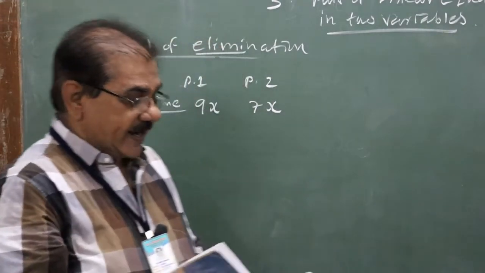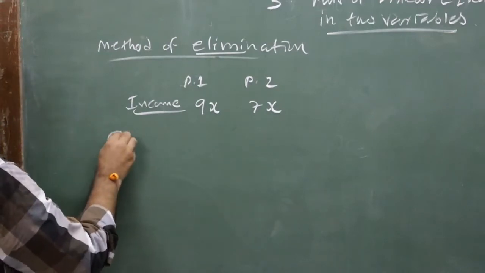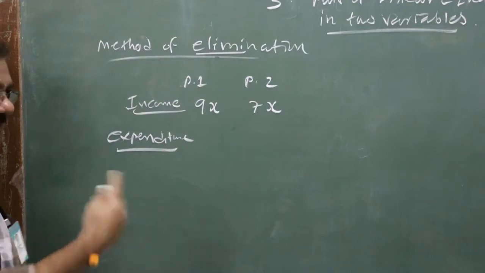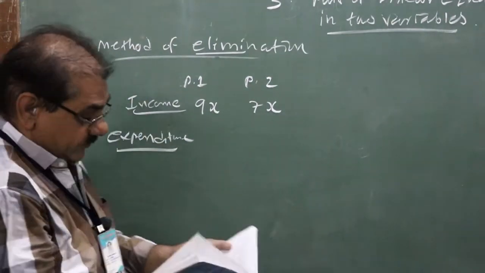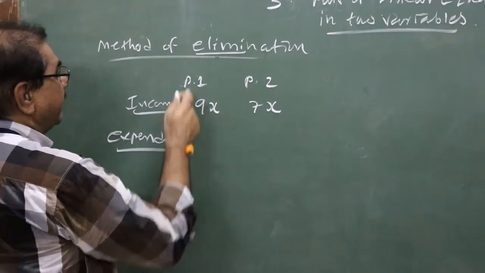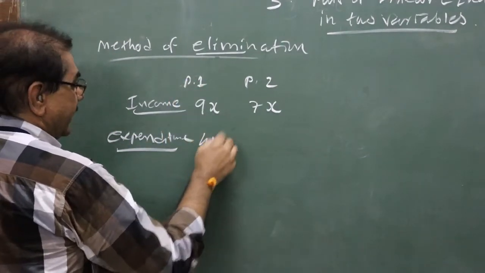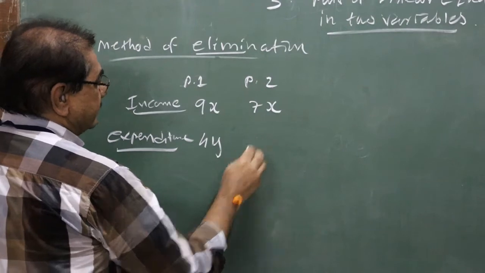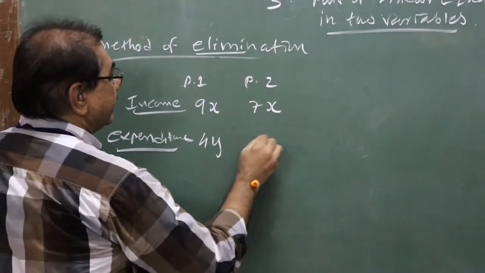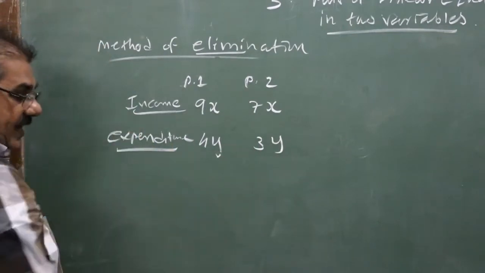And the ratio of their expenditure. Expenditure means kharcha. What is the ratio for that? 4:3. So let the expenditure for the first person be 4y and for the second person it is 3y. So y is the variable for expenditure.